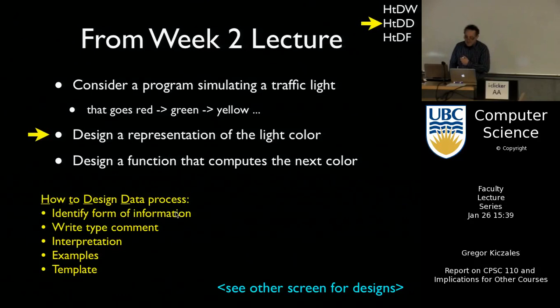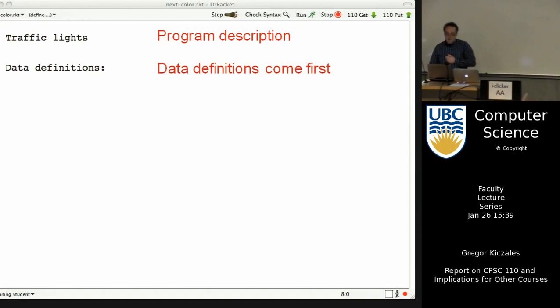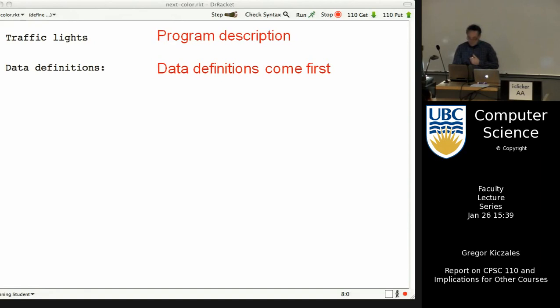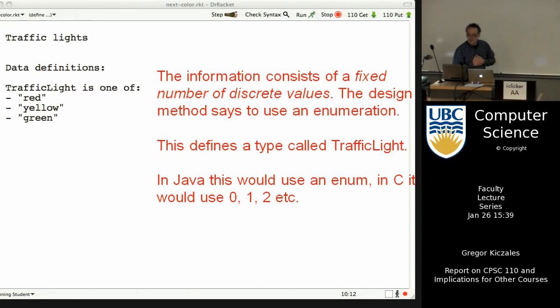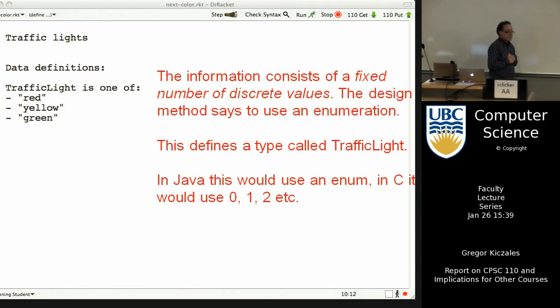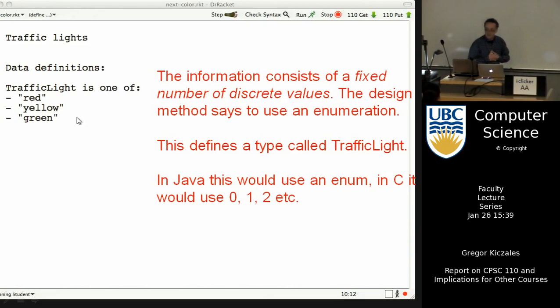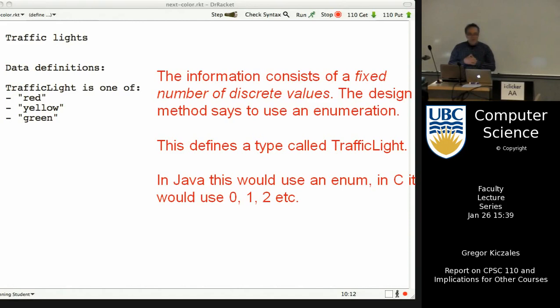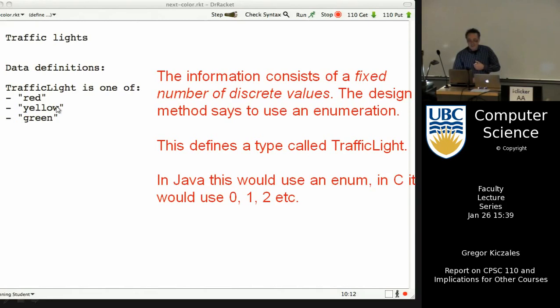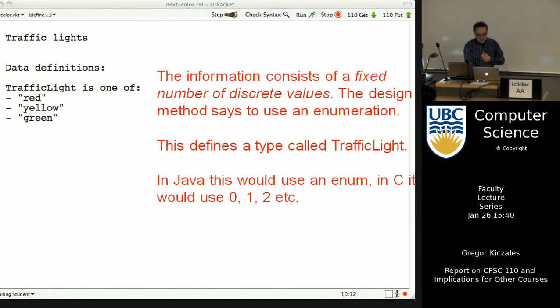Step one is you identify the form of the information. So first you start with a file that looks like this, that has the program description and the data definitions. The information in this case consists of a fixed number of discrete values, right? The light can be red or yellow or green. So the design method says to use an enumeration for that. And in our type system, we write enumerations like this. In Java, you would use an enum. In C, you would do that silly thing about using numbers like 0, 1, and 2. In whatever language you were using, you would use that language's version of an enumeration. But this is an enumeration in this language, or in this method. So I've identified the form of the information, and I've written the type comment.